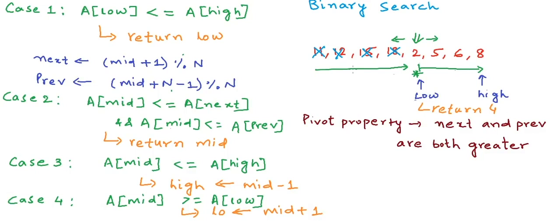A couple of things about this algorithm. This algorithm will work only if there are no duplicates in the array, and that was our initial condition in the problem also. If there are duplicates, this reduction of the search space into half is not possible.